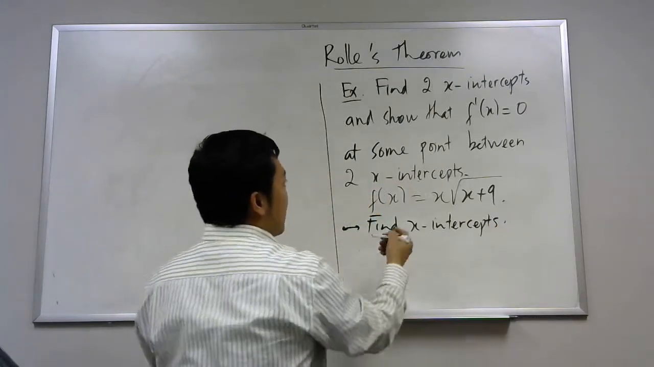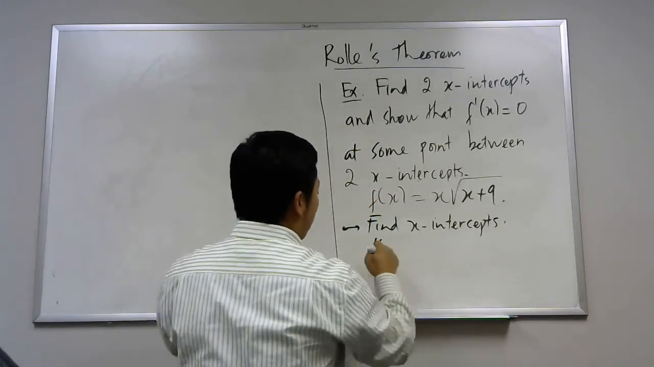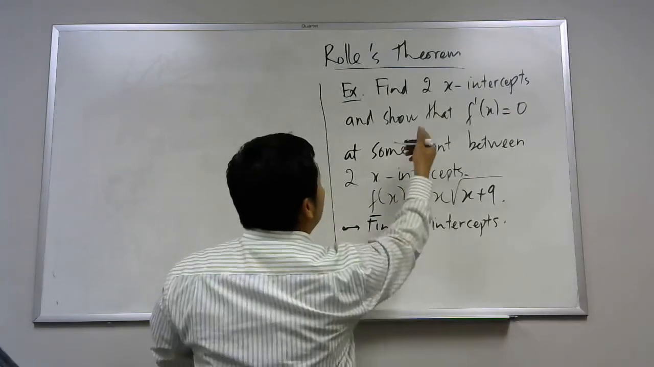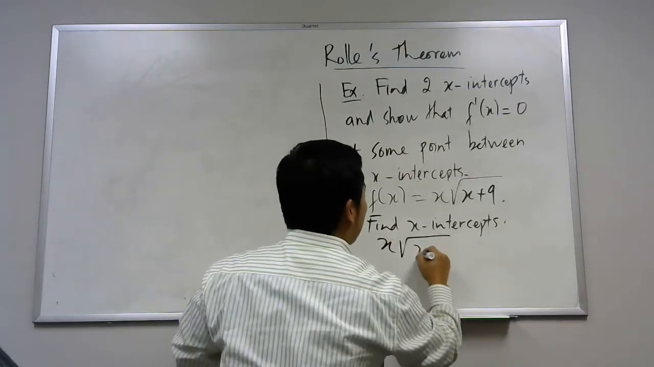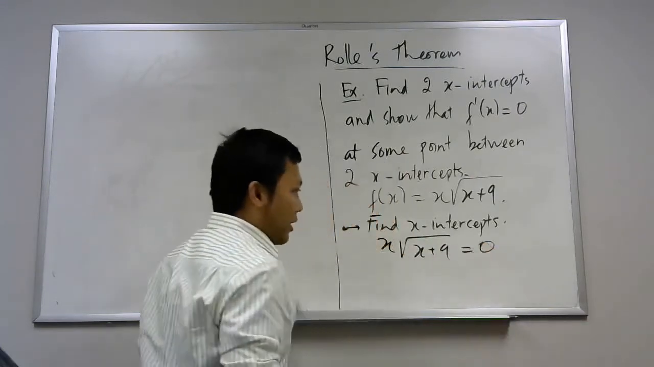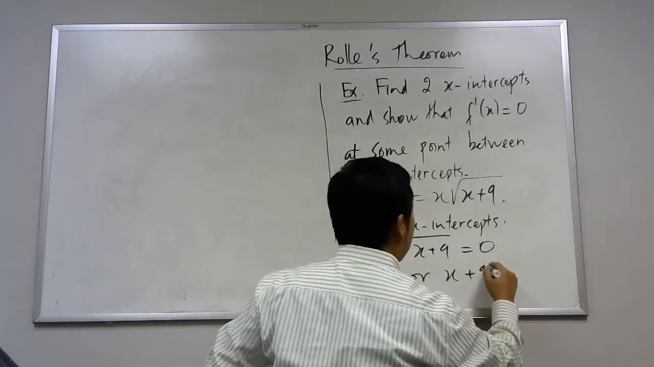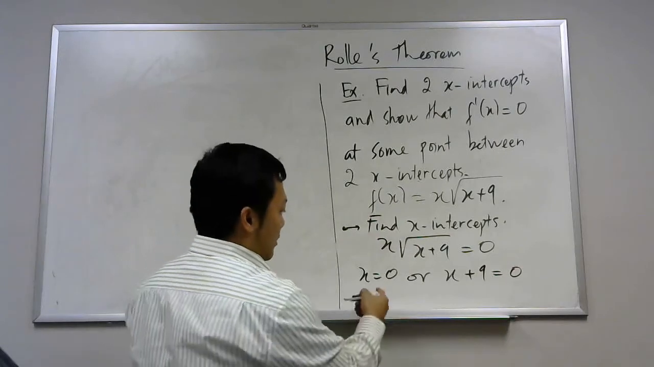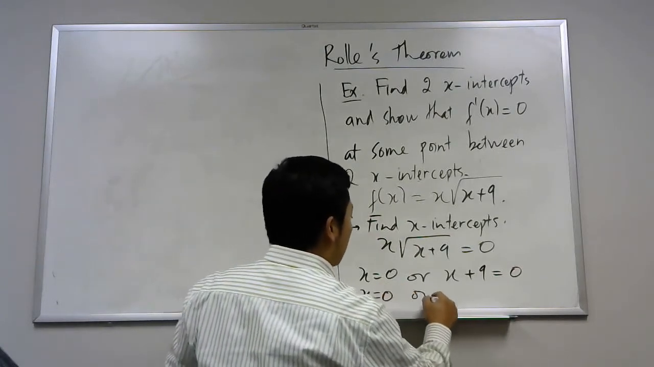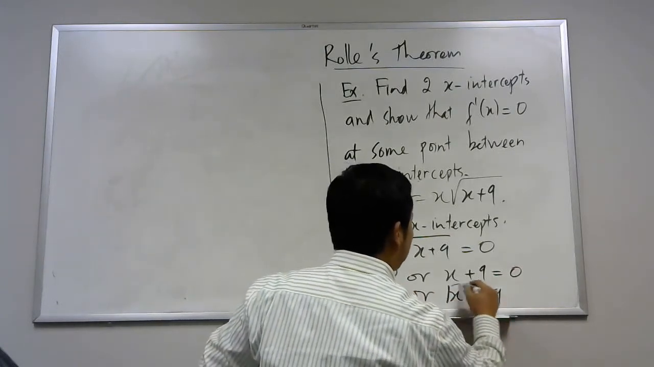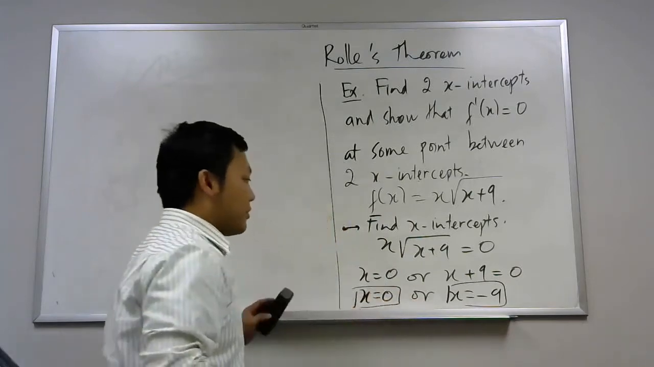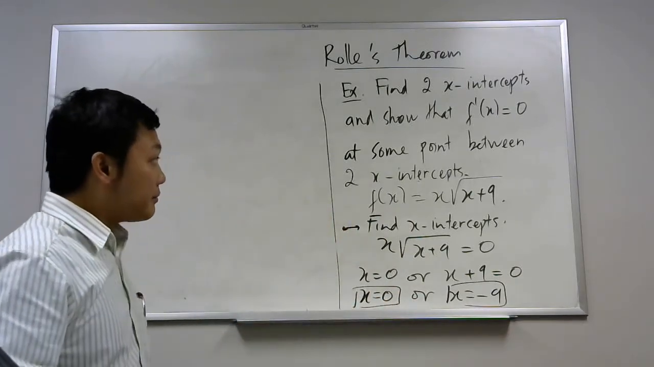So x-intercept means we have to set the function equal to 0. The function is x square root of x plus 9 equal to 0. From here you get x equal to 0 or x plus 9 equal to 0, right? So x equal to 0 or x equal to -9. The function has 2 x-intercepts.